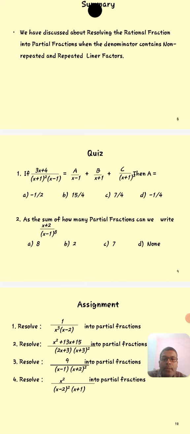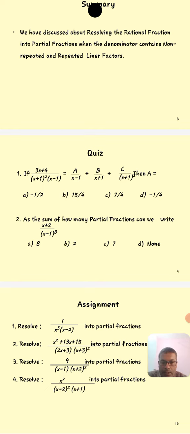Then how to write in partial fraction format? A by x plus b by x square and c by x cube plus d divided by x minus 2. So here we have to find the a value, b value, c value and also d value. Are you clear? Whenever we see the problem, first of all you observe the denominator, how many factors are repeated, how many factors are not repeated. Using that condition, we have to write in partial fraction format.